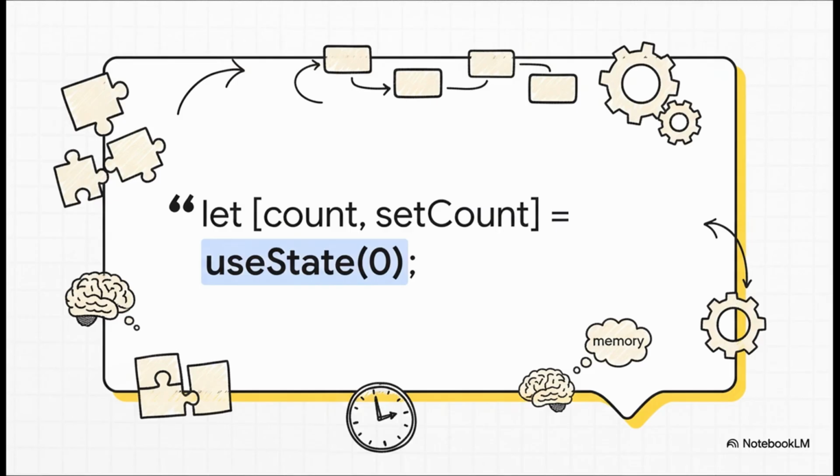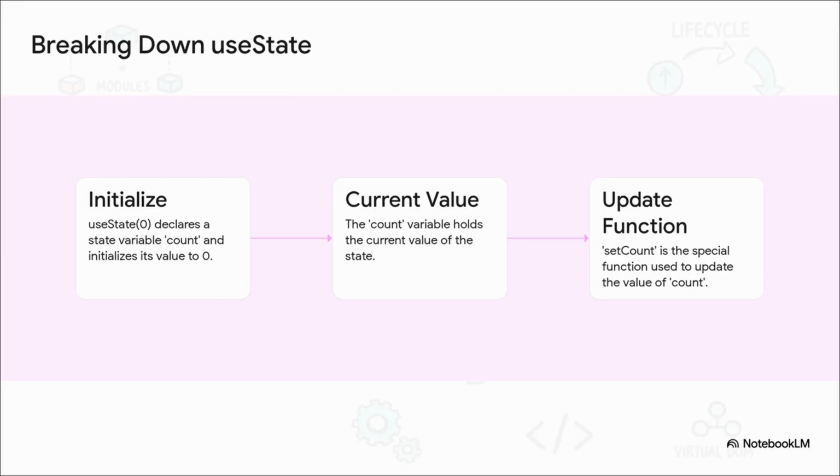And the most fundamental one, the one you'll see everywhere, is called useState. That one little line of code you see here, that's basically the magic spell that gives a simple component a brain. Now, don't let the code intimidate you. It's actually pretty straightforward.